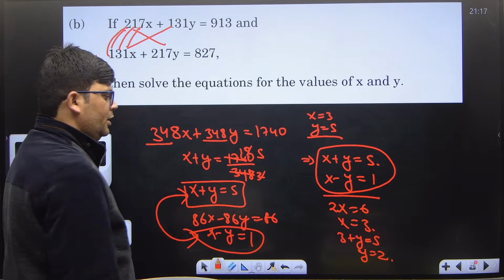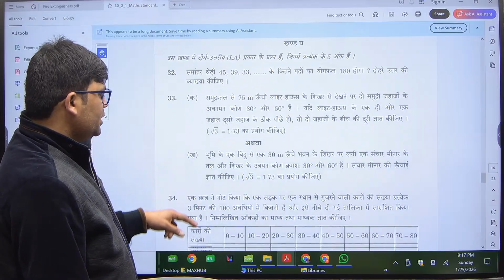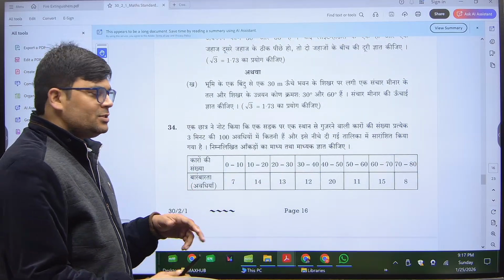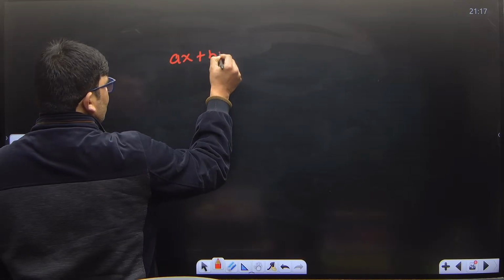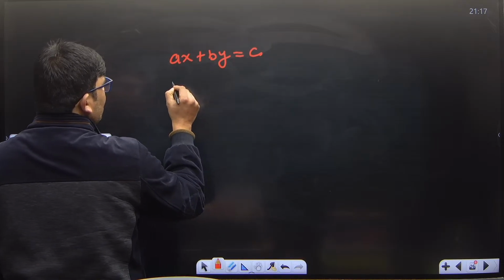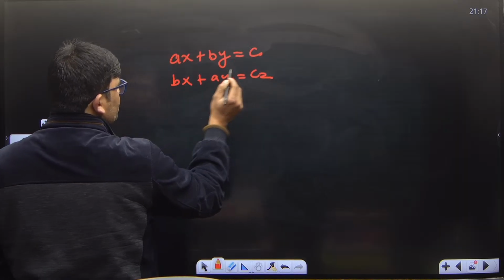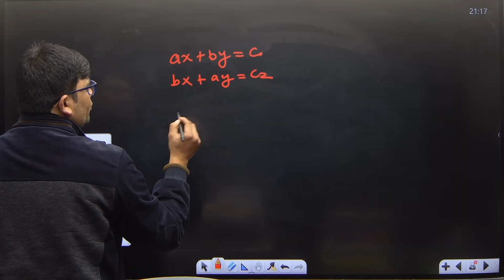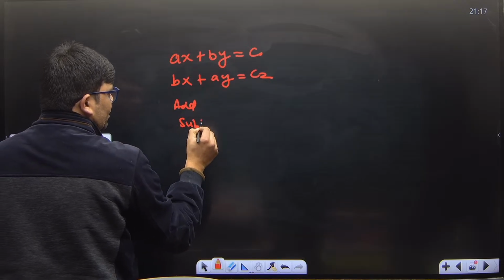Okay, note this down in your notebook. You also note it, Anjana, that if you get questions like this, if you get a question of the form ax plus by is equal to c1 and bx plus ay is equal to c2, suppose you get an equation of this form, then what you need to do? You need to first add the equations and subtract.